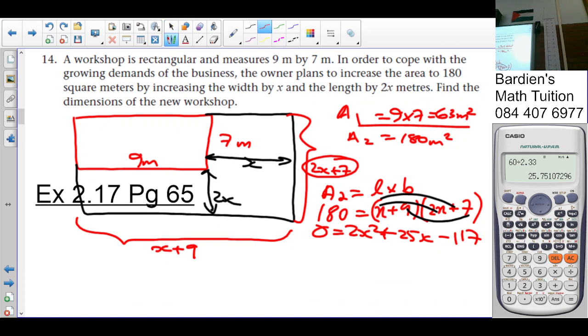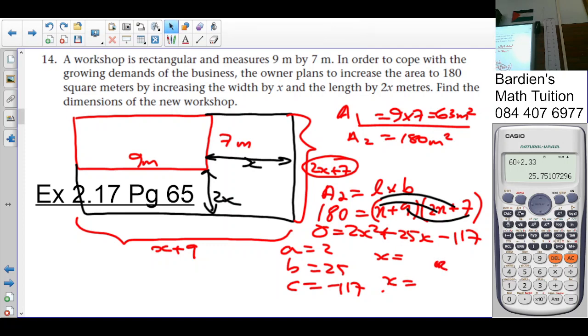Your a value is going to be 2, your b value is 25, and your c value is negative 117. So x is equal to, if you punch this in the calculator, negative b, so negative 25, plus the square root of 25 squared minus 4 times a, which is 2, times c, which is negative 117, over 2 times a, which is 2.